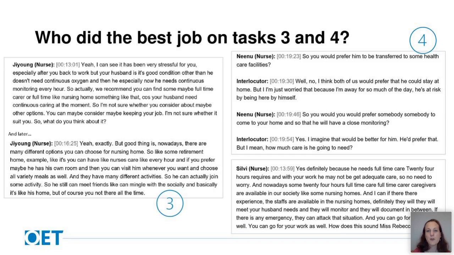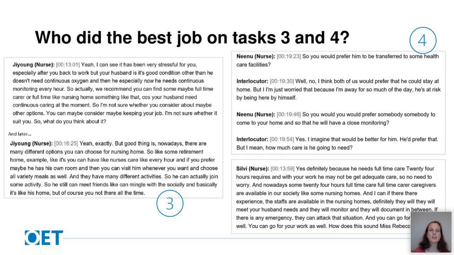A lot of you like number 4. Number 4 approached the first task a little differently. So giving the options rather than just telling the spouse what the options are. Number 4 asked questions. Would you prefer him to be transferred to a healthcare facility, or would you prefer somebody to come to your home? And that's completely fine. That's perhaps a good way to ask the spouse first, what is your preference, rather than just saying, these are the choices, what do you think about it? So that's absolutely fine, but it's a little bit different to how the other candidates covered it.